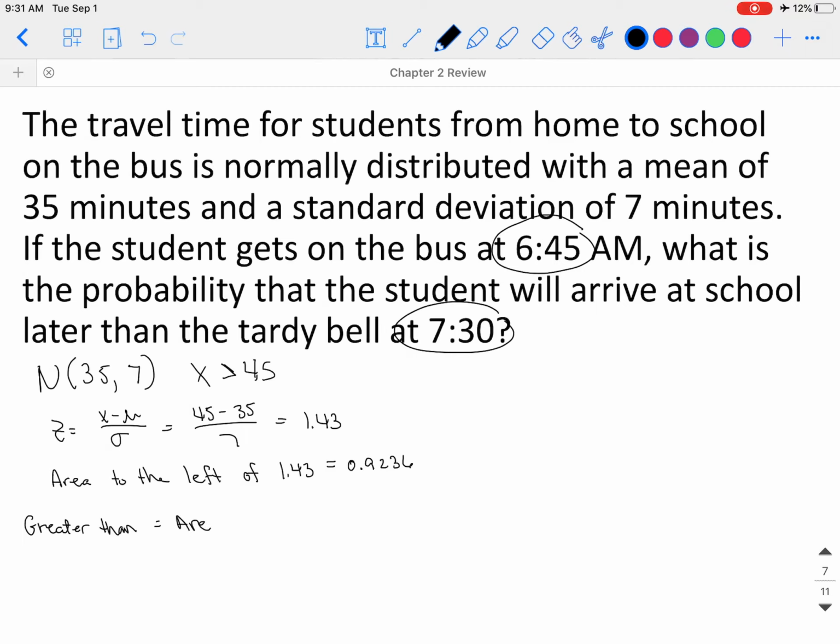which is area to the right. To do that, remember the whole area underneath is 1, so we would subtract 1 minus 0.9236, and you would get 0.0764. So we can say approximately 7.6% of the time the student would be tardy.